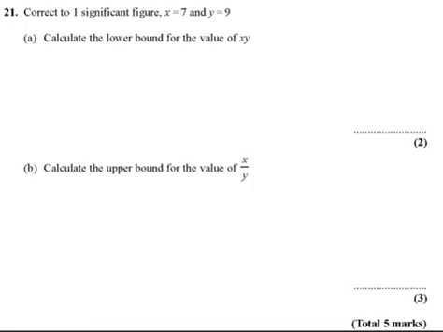Here's an important type of question on bounds. You want the lower bound of a product, xy. So if you want the lower bound of the whole thing, you want the lowest value of x possible and the lowest value of y possible. They're correct to one significant figure.